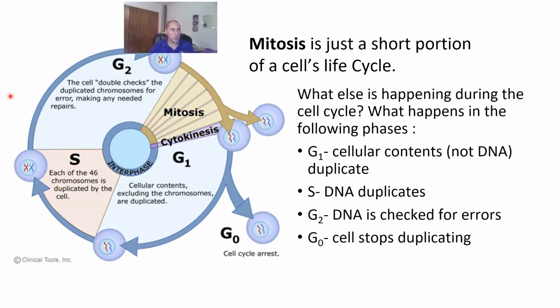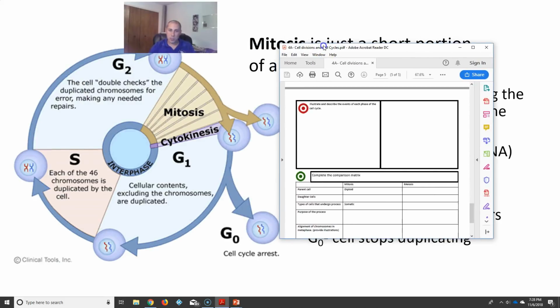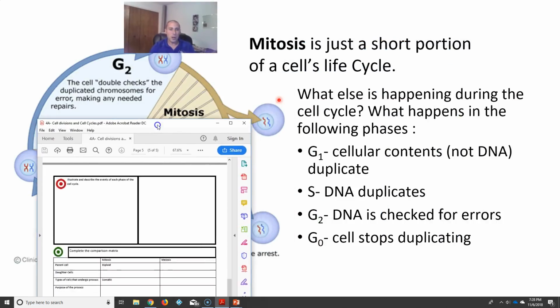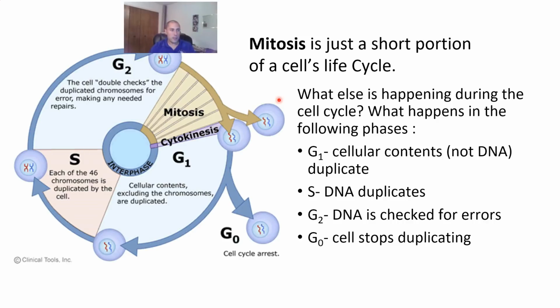So one thing you should check is what we just talked about has to do with this target: illustrate and describe events of each phase of the cell cycle. So you can pretty much take a picture of this, draw that in, and then go ahead and continue working on your targets, get that finished.